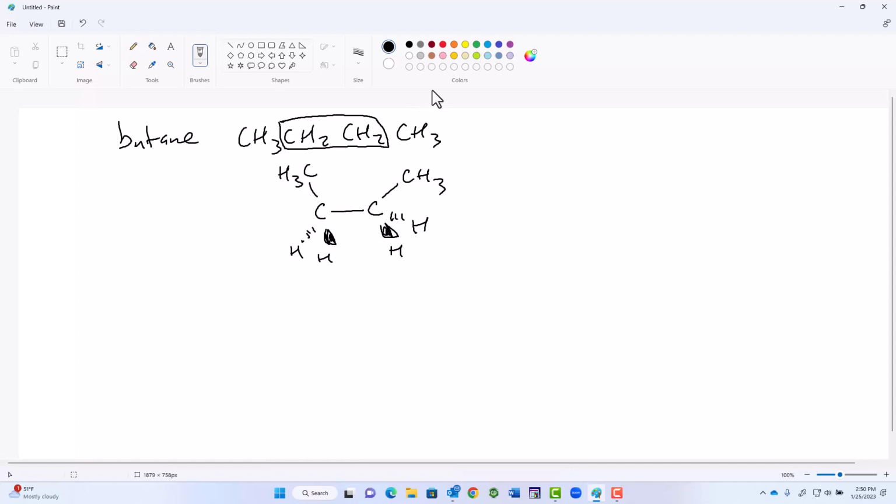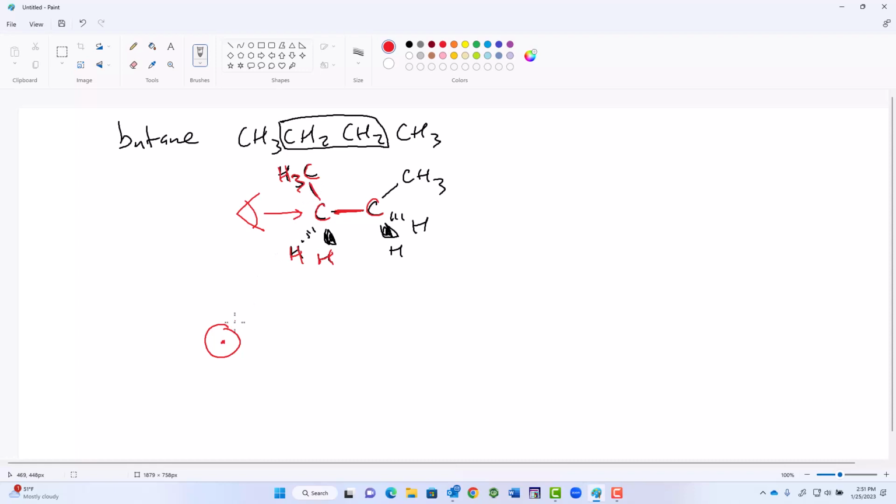So let's draw the Newman diagrams looking down this bond. So I'm going to be looking down this CC bond, and I'm going to draw it the same way as we did before. So let's start. I'm going to label the front in red, and I'll do the back in blue. So let's start with our front carbon. So we have our point in the center, that's our carbon.